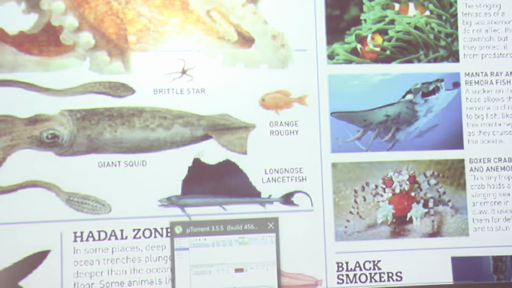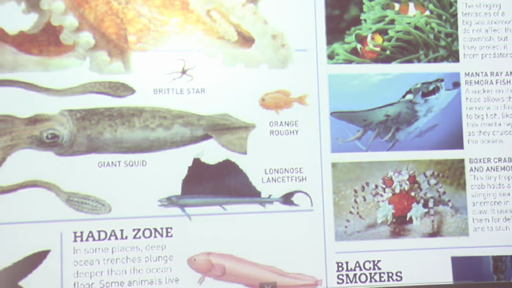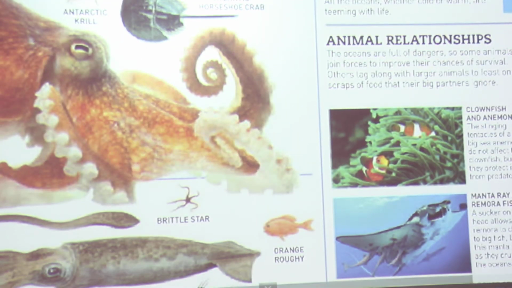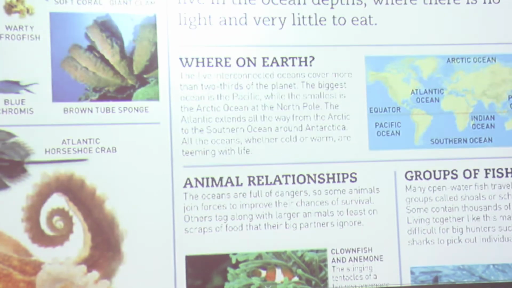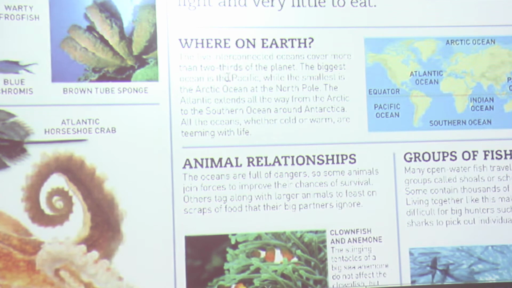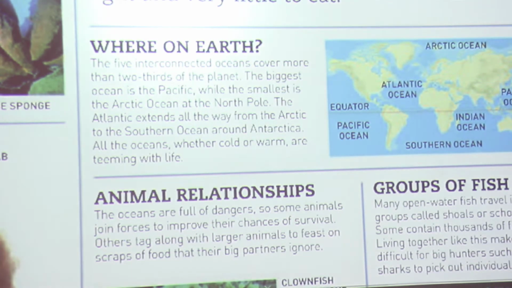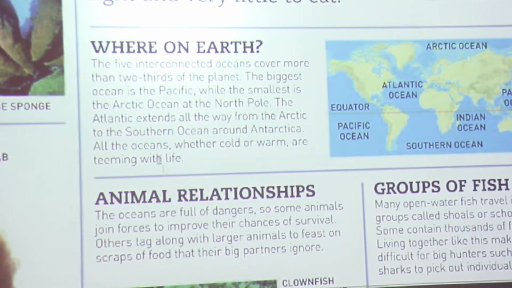Now let's continue our journey further through the ocean. Let me show you other parts that I would also like you to know. Where on earth do we see oceans? Now this is very important. Let me magnify it for you so you can see it better. As you can see here, the 5 connected oceans cover more than 2/3 of the planet.